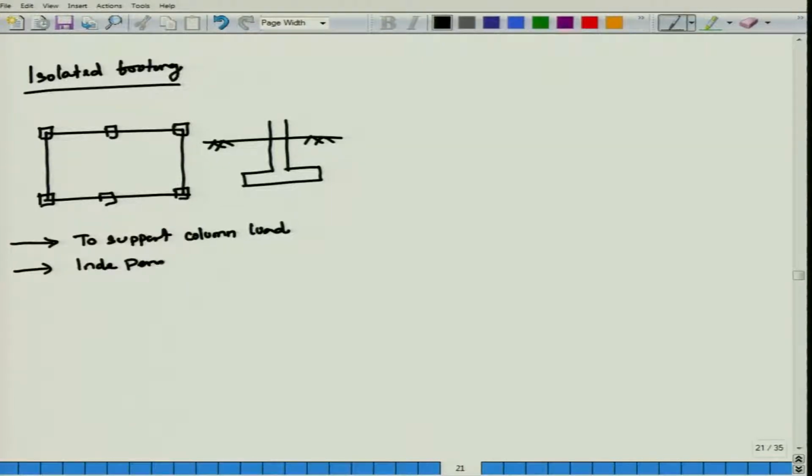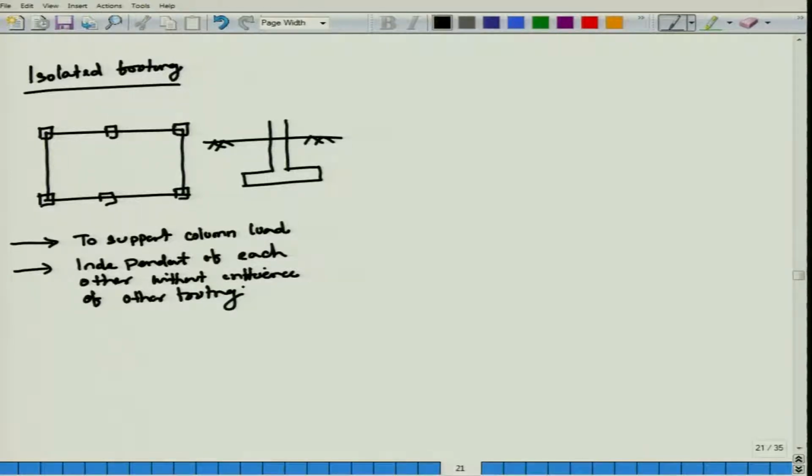independent of each other, without influence of other footings.